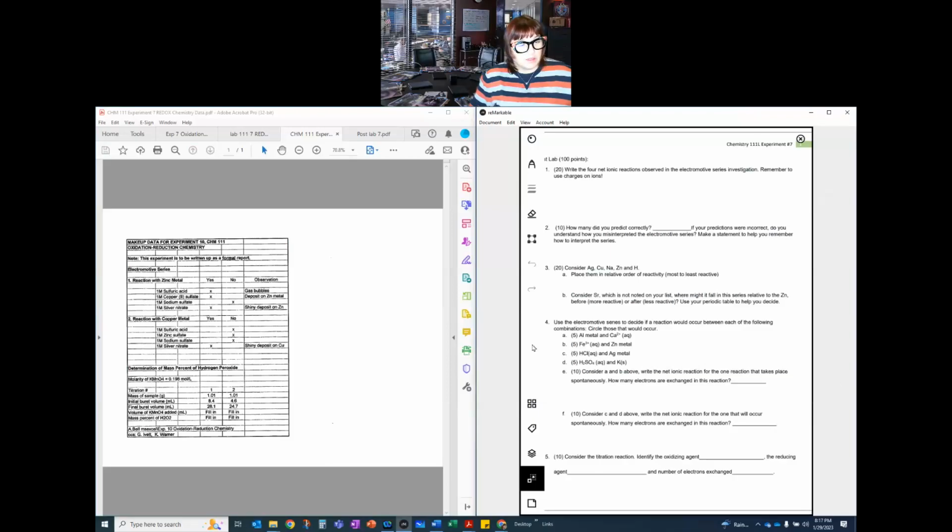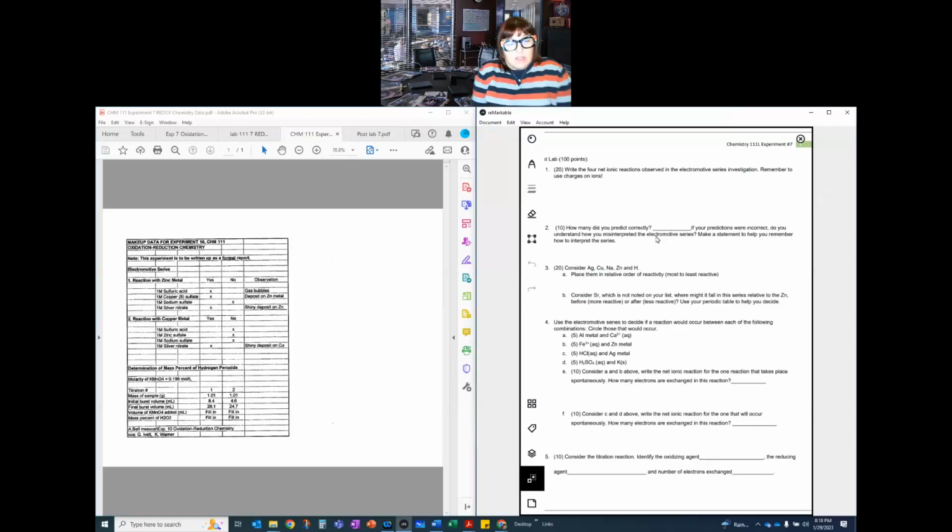Right, the 4 net ionic reactions. Anytime that there was a reaction, you'll see that there are 4 of them. Write the net ionic reaction for those. How many did you predict correctly? Well, however many you did, that's great. If they weren't correct, do you understand how you misinterpreted the electromotive series? Now that you know what it's supposed to be, can you look at that electromotive series and tell me why you guessed wrong? That's what we're looking for.